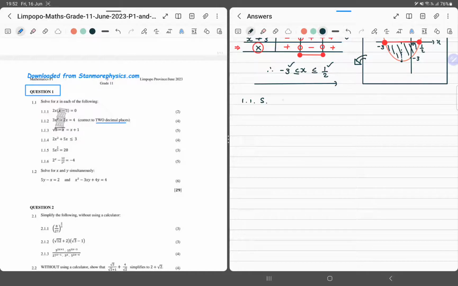Okay, we are given here 5 to exponent x. Sorry, 5 to exponent 2 over 5. Maybe let's put it a bit bigger because it's starting to challenge me. So we've got 5x to exponent 2 over 5 equal to 20. Now, what do you do here?